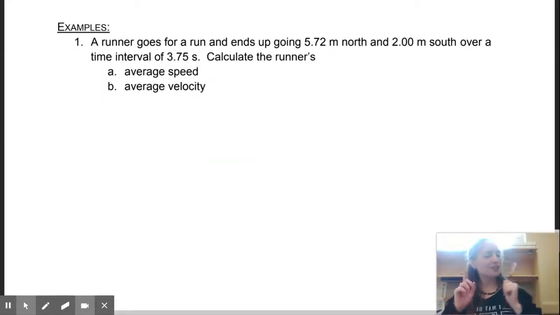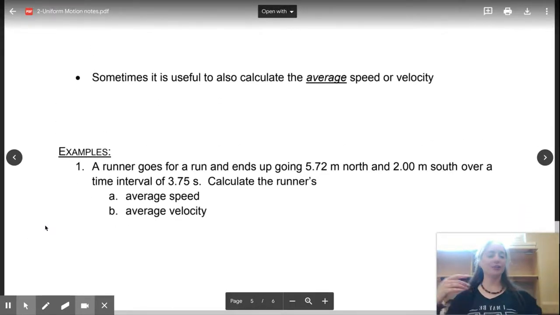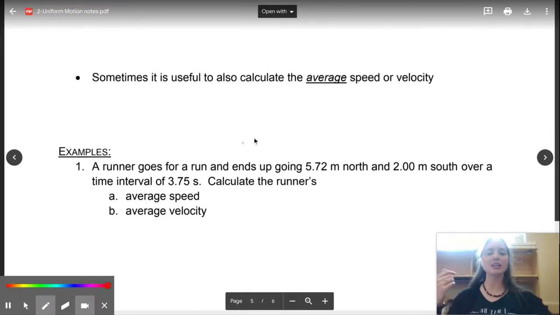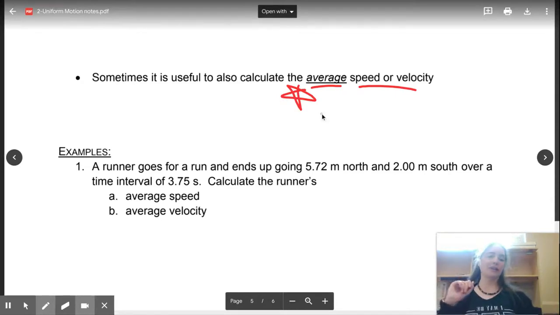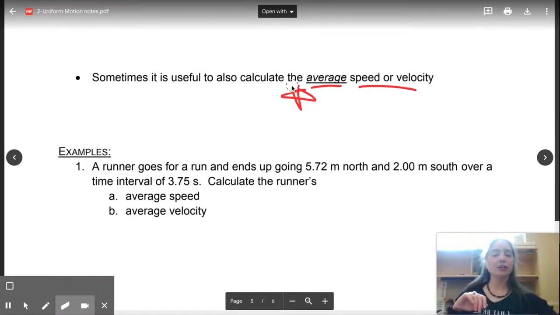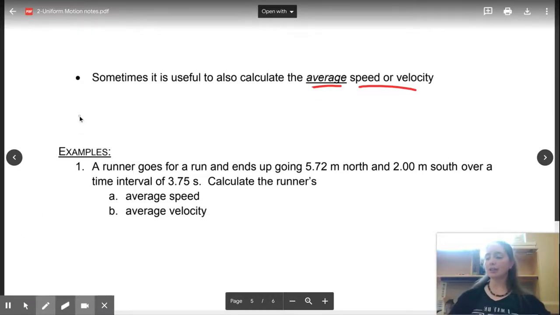I have eaten lunch. We're good to go. So, ladies and gentlemen, the next thing we're going to be looking at is a very important concept called average speed or average velocity. That is going to be your key word, ladies and gentlemen, that word average. So if I say calculate velocity, I want velocity. And if I say average speed or average velocity, you're going to be using a bit of a different approach to that equation.